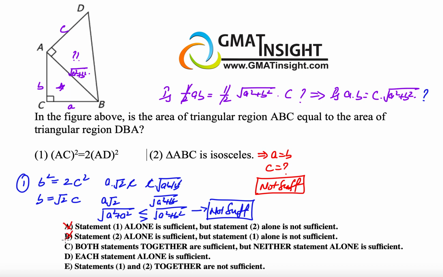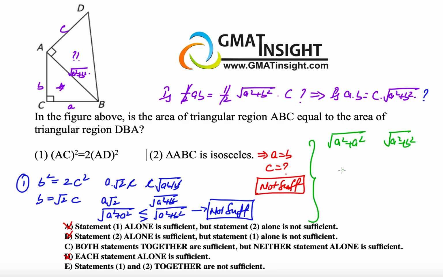So far, we have already cancelled out these three options A, B and D because the statements individually are not sufficient. So now we are going to combine the two statements. By combining the two statements, we see that statement 1 left us at the comparison of square root of A square plus A square with square root of A square plus B square.